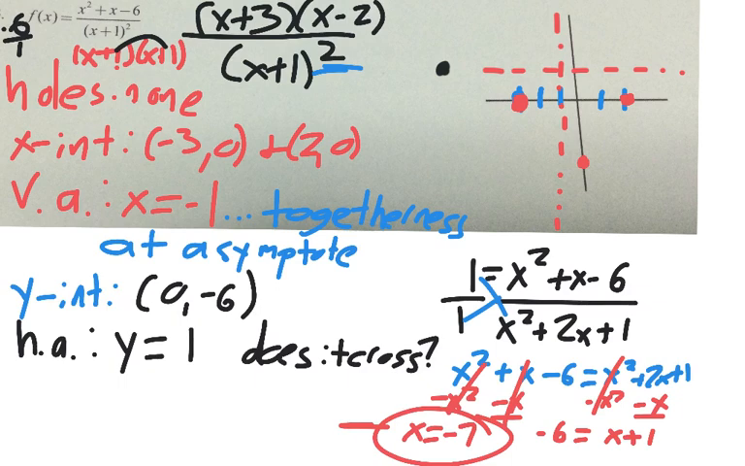So this is enough information to graph this curve. So like on the right side, we have to go through these points. So it's going to look something like this, right? And it doesn't cross the horizontal asymptote over here, so it's always going to stay beneath it.